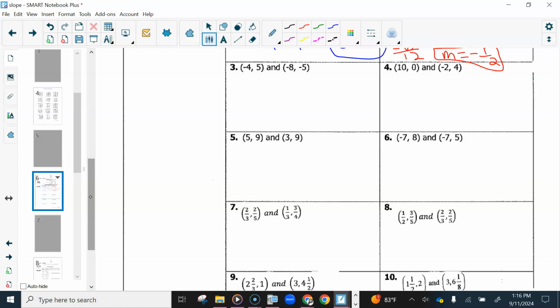Okay. What do you notice about number 5? What sticks out? What stands out? The y1 and the y2 are the same. Yes, the y values are the same. That's going to be helpful for when we do this. Okay, so let's set that up. M equals 9 minus 9 over 3 minus 5. What happens there?